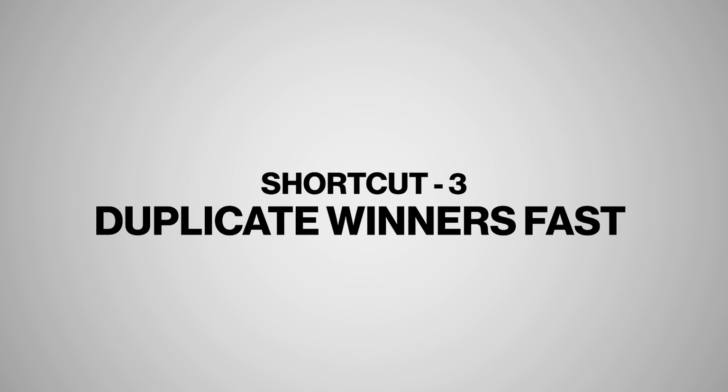Shortcut number 3, you're going to duplicate the winners and fast. The second you see an ad perform above average, duplicate it. Change one thing, a new hook, a new thumbnail, new headline. Don't wait for 5 days of data. Scale horizontally because the winners fade fast.